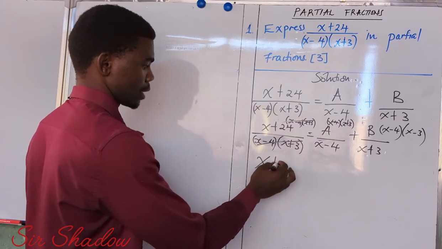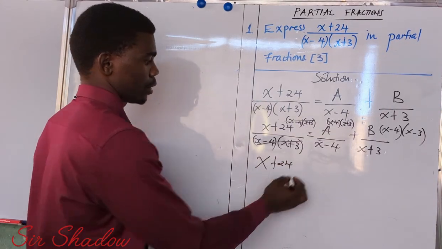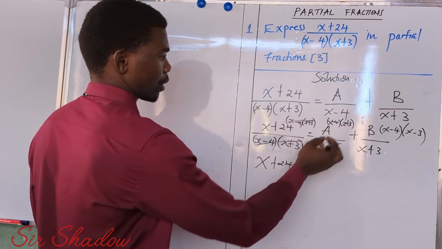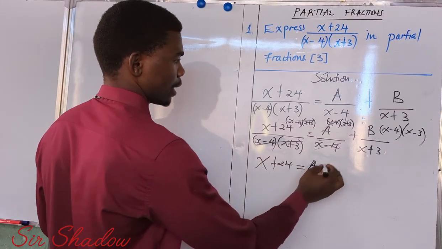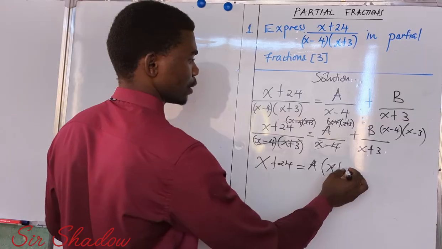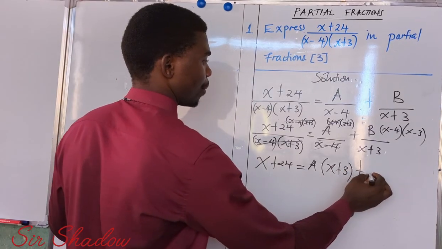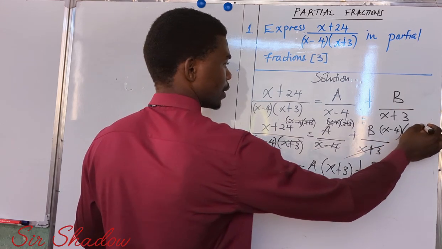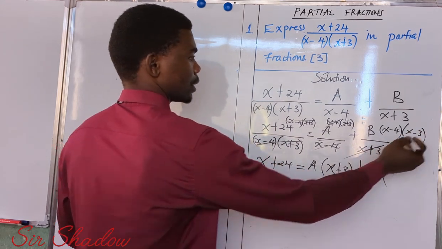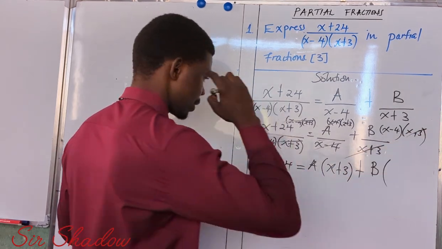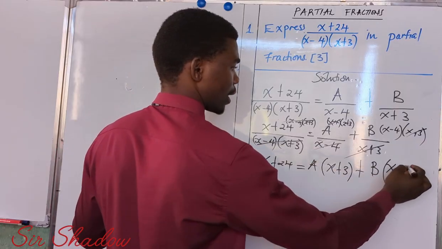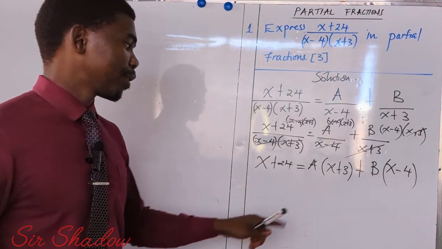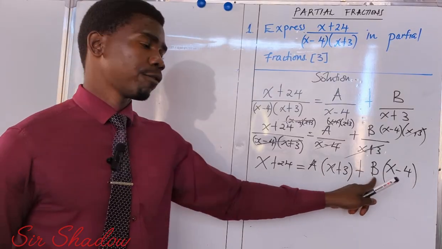Only left with x plus 24 is equal to this thing. We'll cancel this. Left with a multiplying x plus 3, plus b multiplying this. This will cancel this. We have x is x plus 3 here. This will cancel this. Left with x minus 4. Remember, our aim is to find the value of a and the value of b.